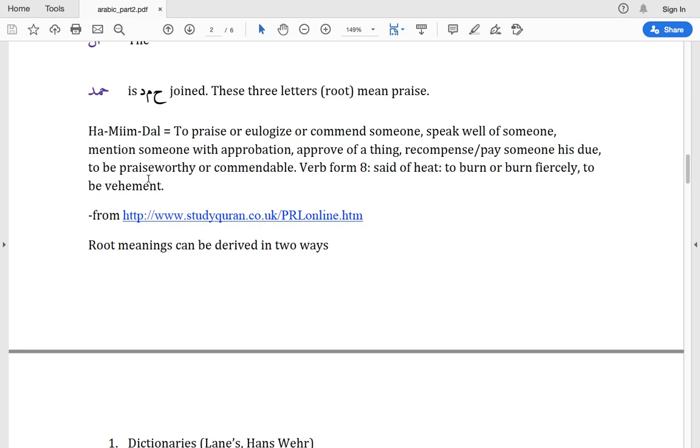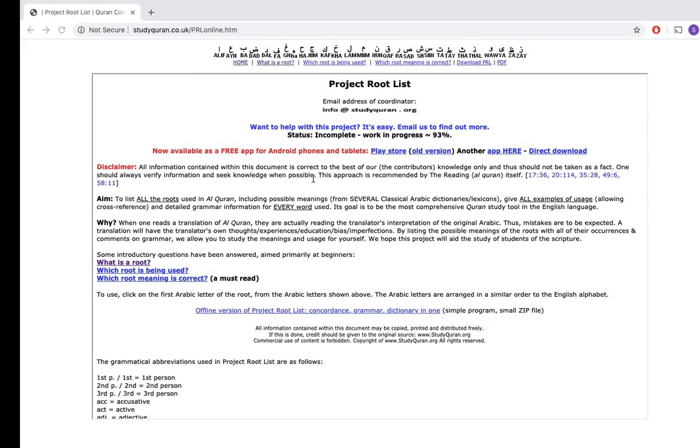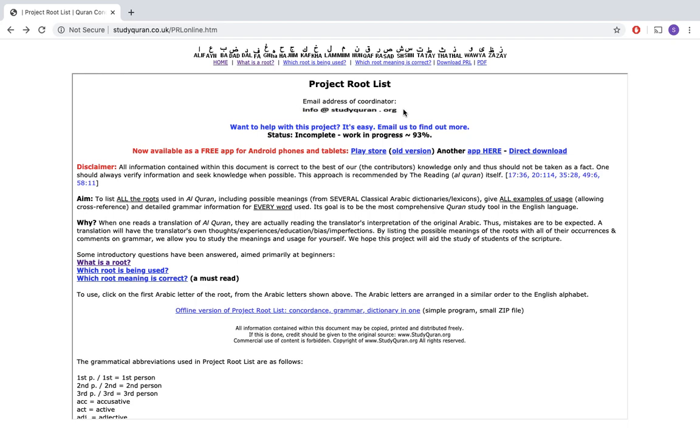Now, the root meaning can be pulled from various dictionaries. We'll get into that. But this one we pulled from this website called studyquran.co.uk/prlonline.htm. This is a great website for those who are beginning to learn Arabic, because they've gone through the Quran and pulled out all the words which comprise a root, and put them into this website, and then you can search specific roots to find out what that means, and you can study more about roots and how they're being used, etc., on the website itself.